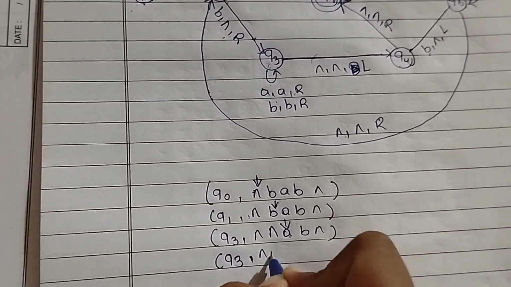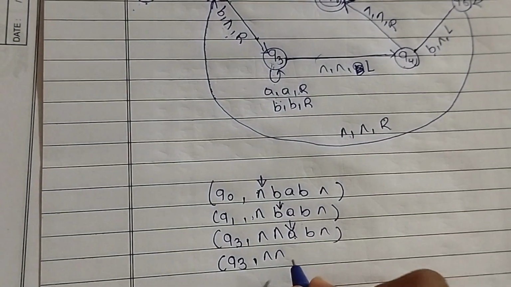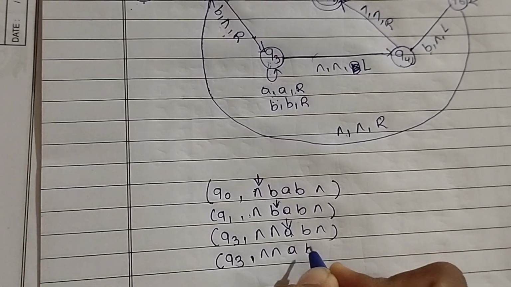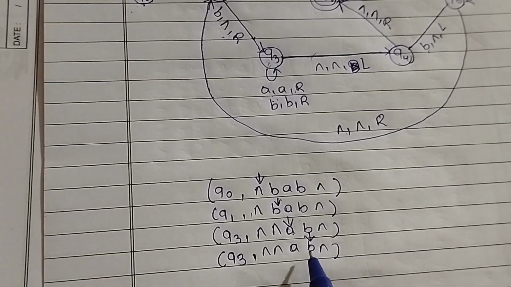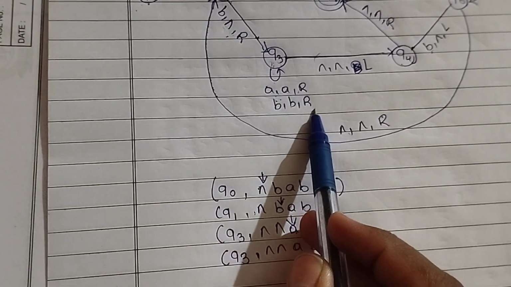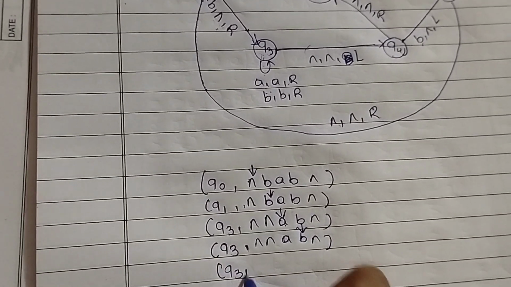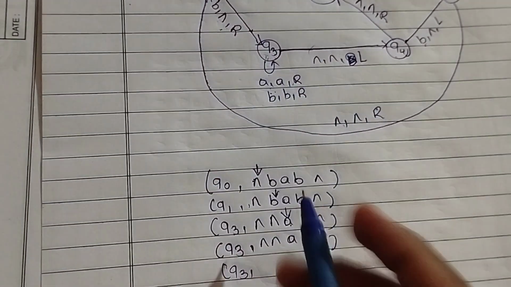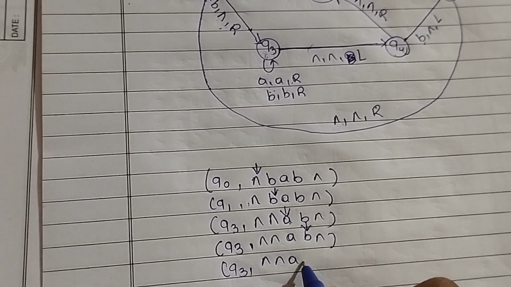So null, null, now A. If you read A, then keep A as it is and move forward. Now we read B, keep it as it is. Now from this Q3, if you read B, then keep B as it is and move to the right. So Q3 stays as it is, because we are in the same state. Then null, null, A as it is, B as it is.